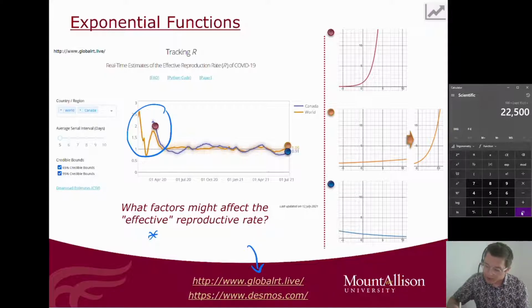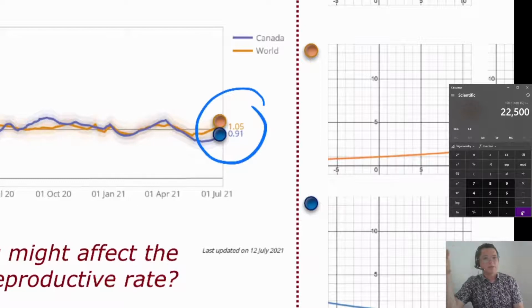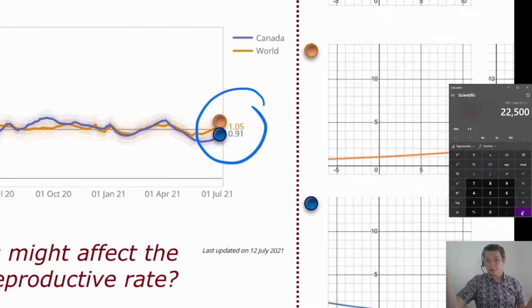What's interesting is that right here at the end, and I'll zoom in a little bit, the world at this point has an overall reproductive rate of about 1.05, whereas Canada has a reproductive rate of about 0.91. Now, we know that these are both showing that the proportion of people getting the disease for every generation is changing by a certain percentage, consistently. Actually, the proportion is staying the same. The number of people is increasing by the same proportion every single time.